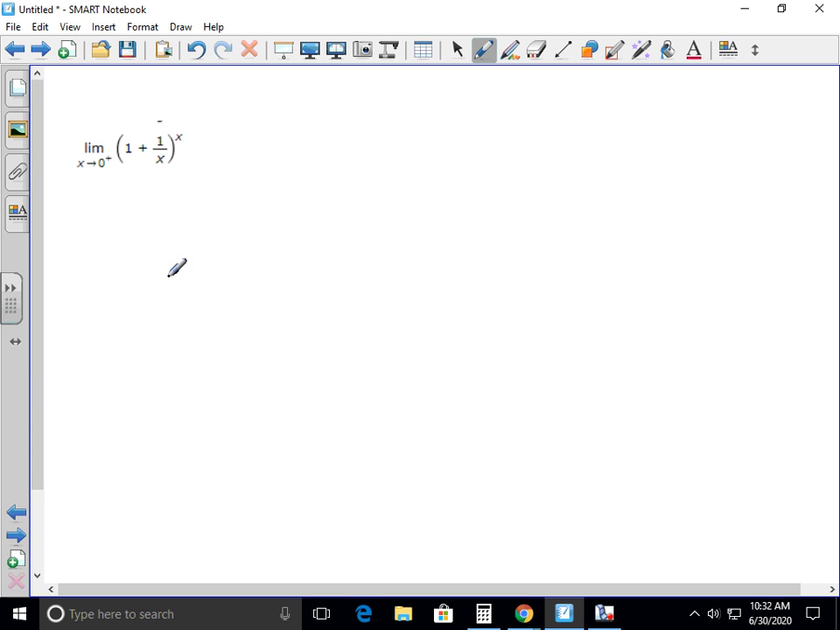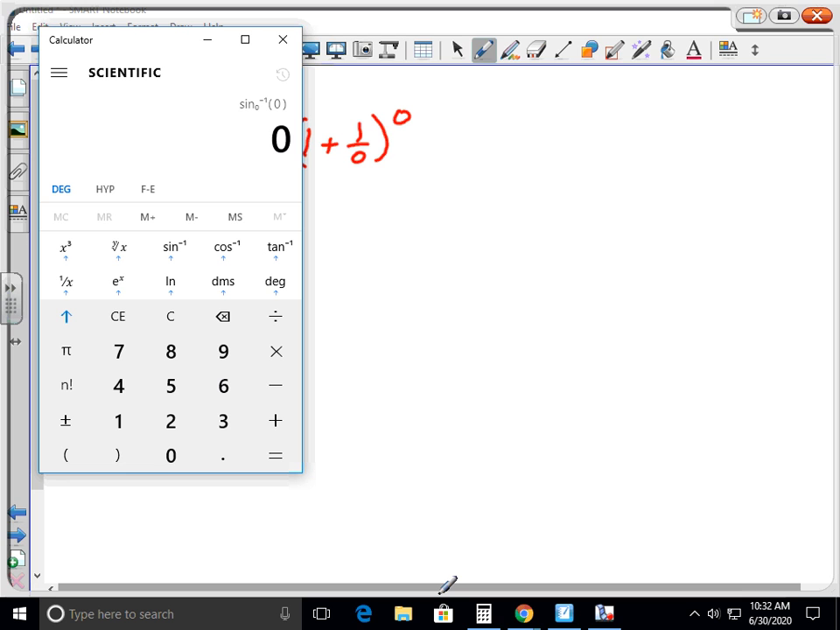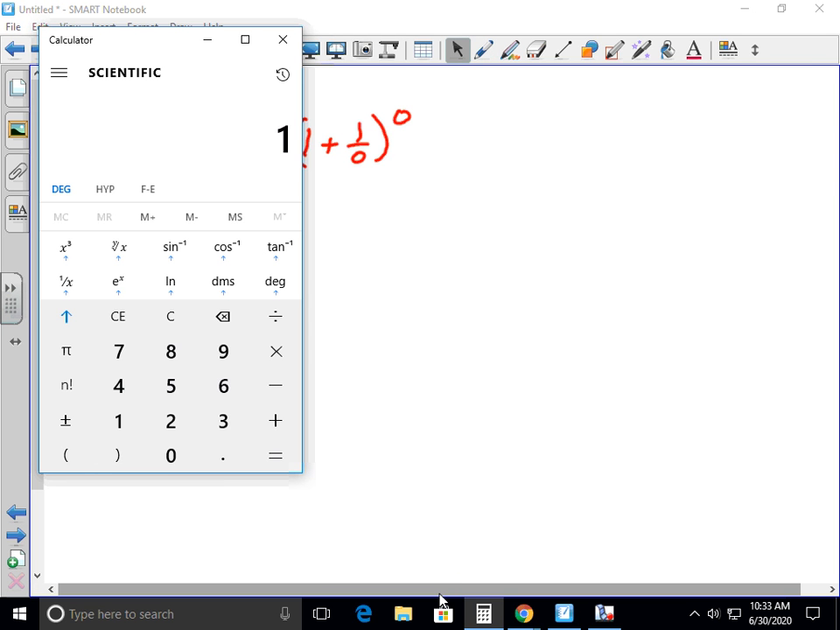And then let's do this one. If we were to plug a 0 in, we would get 1 plus 1 over 0 to the 0 power. Now let's think about this one. 1 over 0, that's undefined. If we think about letting x get closer and closer to 0, if we divide 1 by a smaller and smaller number, so if we divide 1 by 0.1, we get 10.